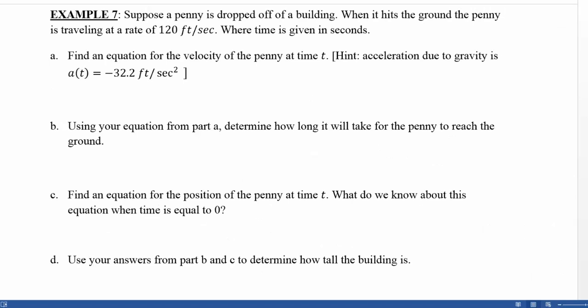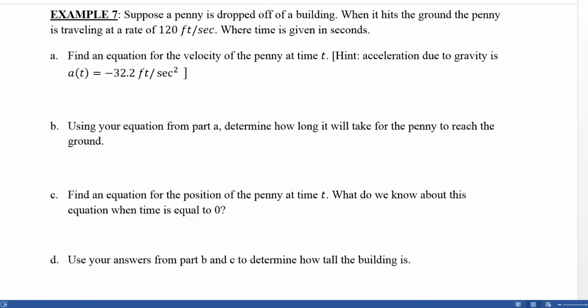Example 7. Suppose a penny is dropped off of a building. When it hits the ground, the penny is traveling at a rate of 120 feet per second, where time is given in seconds. Part A. Find an equation for velocity of the penny at time t. Hint: acceleration due to gravity is a of t equals negative 32.2 feet per second squared.